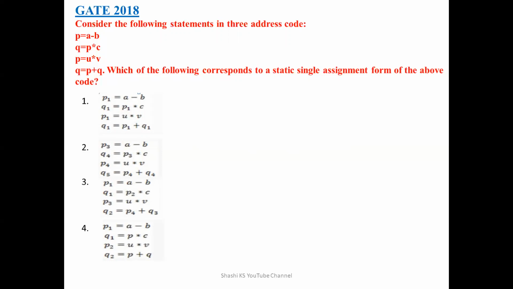Now, static single assignment is also called as SSA, in short, and it is one form of intermediate code representation. Now let's learn what is the meaning of static single assignment and how, given a 3-address code, to convert it into SSA form. And then we'll come back to this question of what will be the correct answer for this.